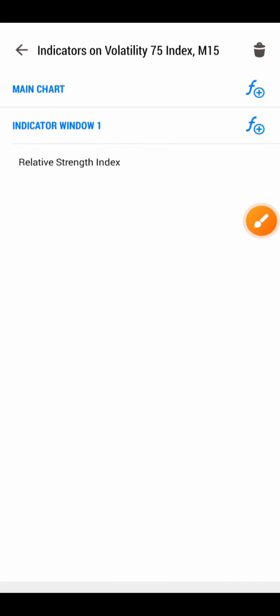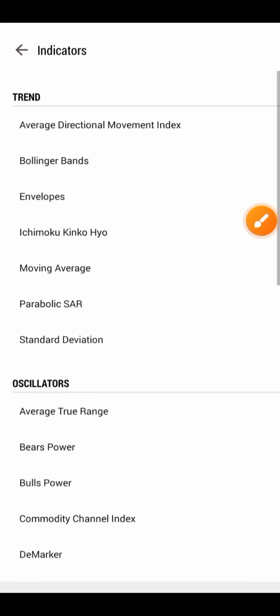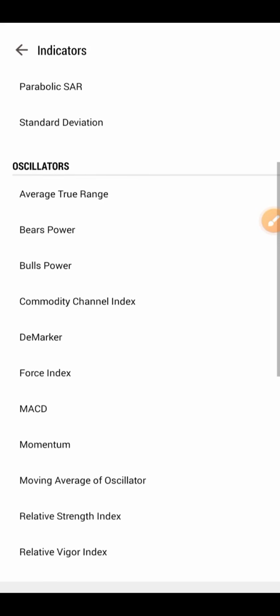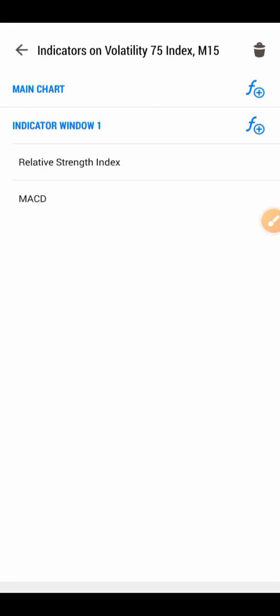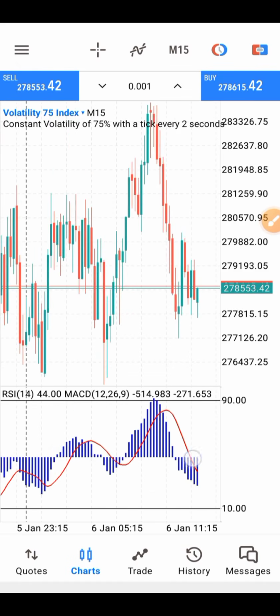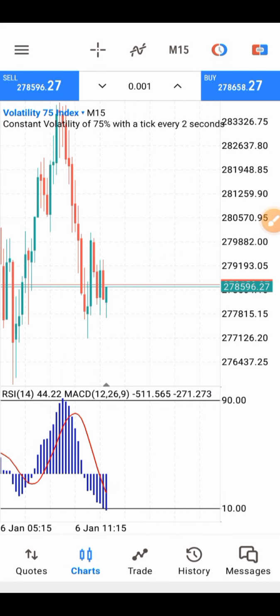Then go back there again. Then click on indicator window 1. Click on the F plus in front of the indicator window 1. Then now we are looking for MACD. So this MACD is going to be the first setting. Then you can change all this color if you like. Then click on done after that. So you should have something like this on your chart.